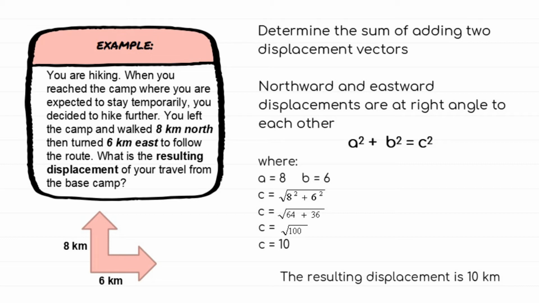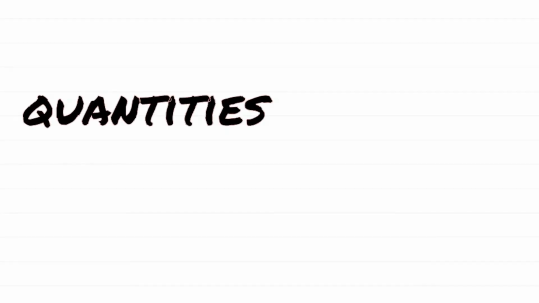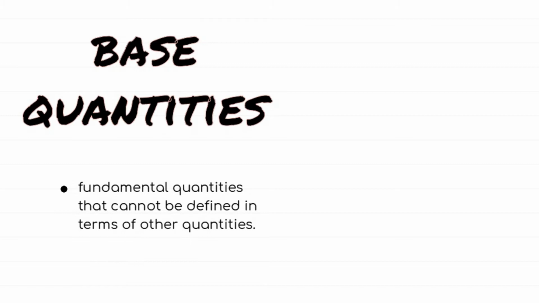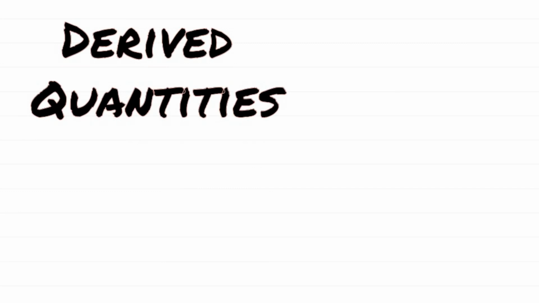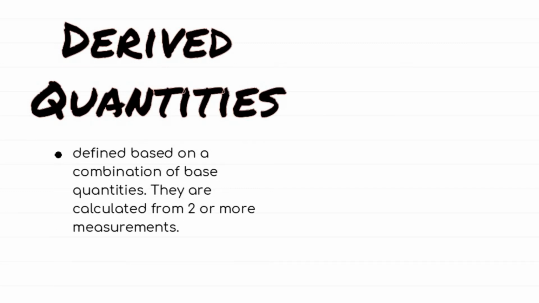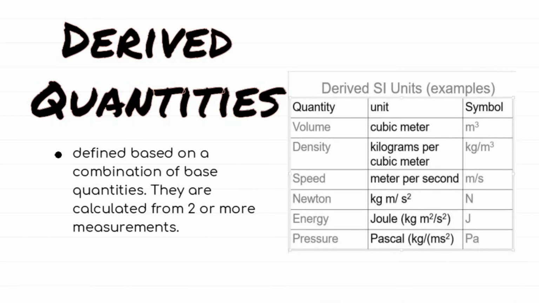But before we move on to another topic, let me introduce to you first the base quantities and derived quantities. Base quantities are fundamental quantities that cannot be defined in terms of other quantities. Examples of which are length, mass, time, electric current, temperature, amount of substance, and luminous intensity, which belongs to the 7 fundamental SI units. Derived quantities are defined based on a combination of base quantities. They are calculated from 2 or more measurements. Examples are volume, density, speed, Newton, energy, and pressure.